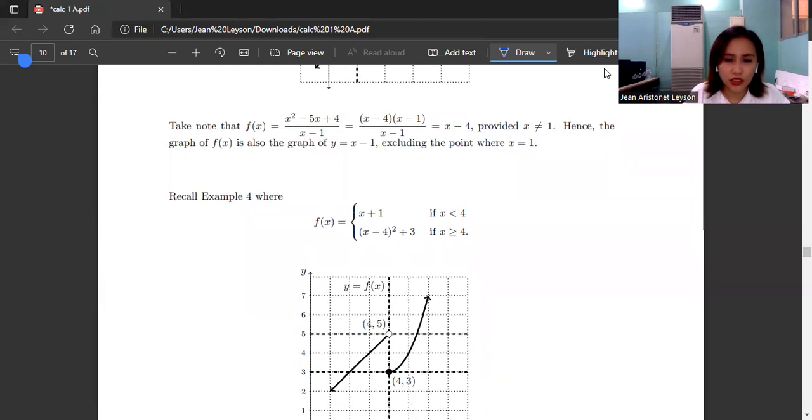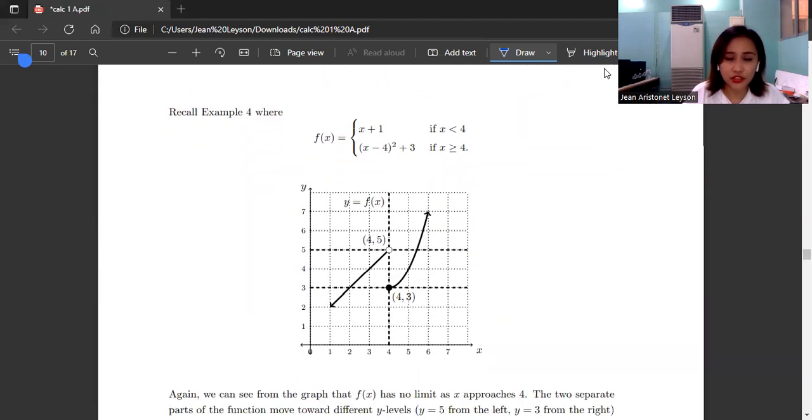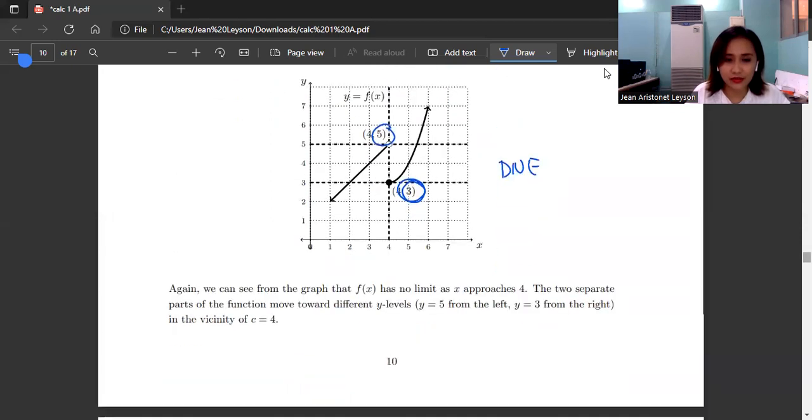Now recall the piecewise function earlier. As x approaches 4 from the left, the limit is 5. As x approaches 4 from the right, the limit is 3. So therefore, since the limits are not the same, we can say that the limit does not exist.